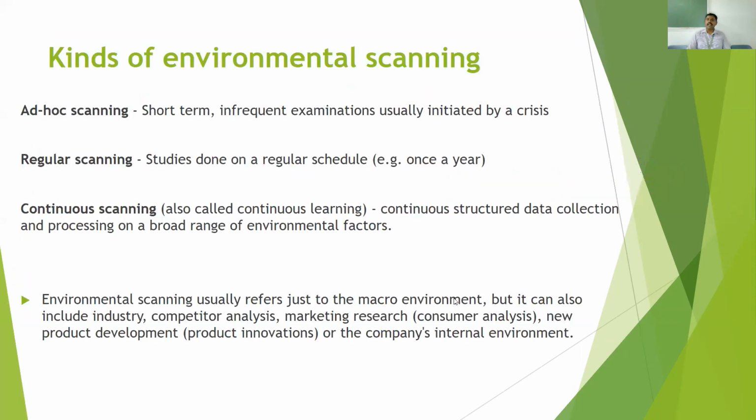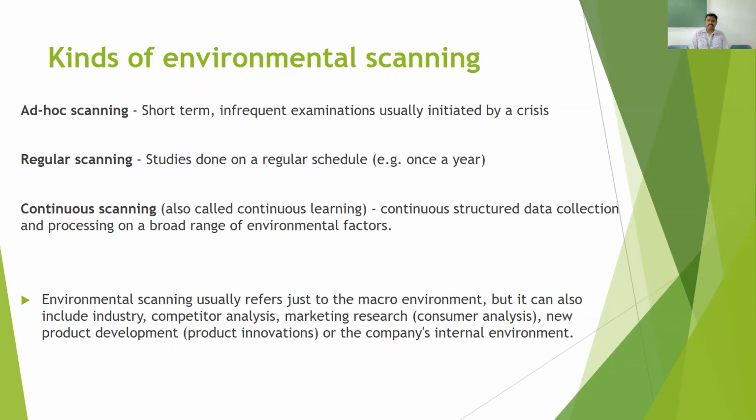Okay, next one, kinds of environmental scanning. What are the different types of environmental scanning? The first one, ad hoc scanning. Second one, regular scanning. Third one, continuous scanning. So ad hoc scanning is a short-term scanning. That is infrequent examinations, usually initiated by a crisis. If any crisis or problem occurs, during that time only you go for this kind of scanning. That is called ad hoc scanning, short-term scanning.